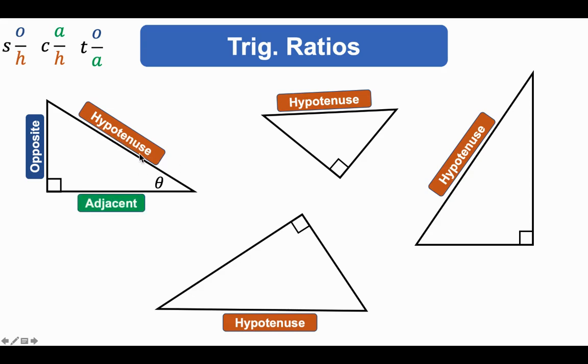Now, technically, this is adjacent as well. By definition, adjacent means it's touching it. But that's already reserved to be your hypotenuse because that's across from your 90. So the adjacent, this one's just called adjacent.